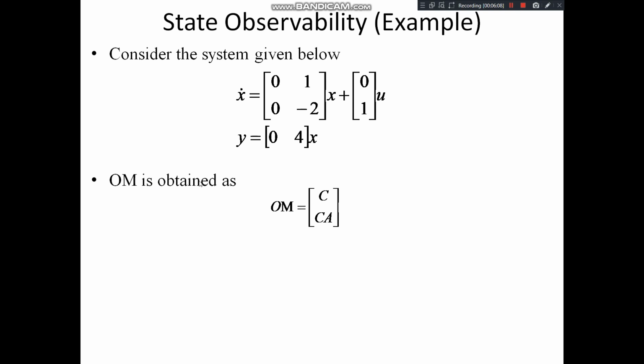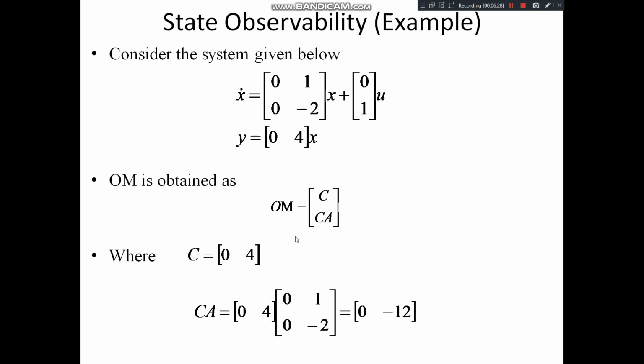The observability matrix is obtained as follows. This system is a second order system, that means only a 2 by 2 matrix is there. If it is 3 by 3, it is a third order system. As it is a second order system, we need to consider only two rows. So the first row is C, and the second row is CA in the observability matrix. So we'll calculate the values here.